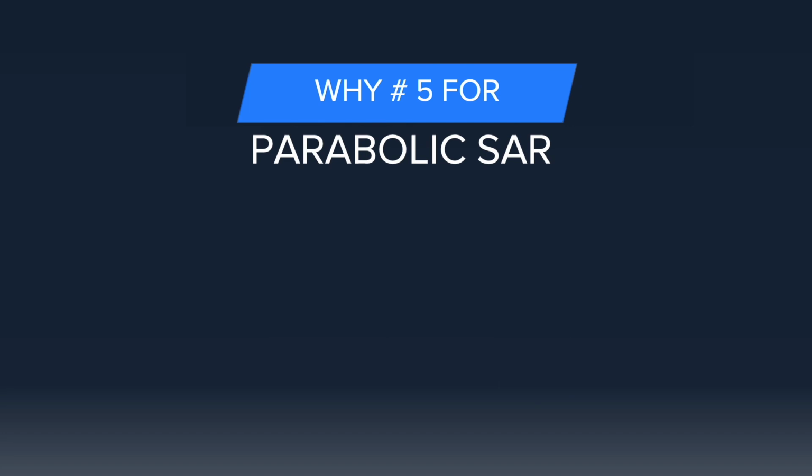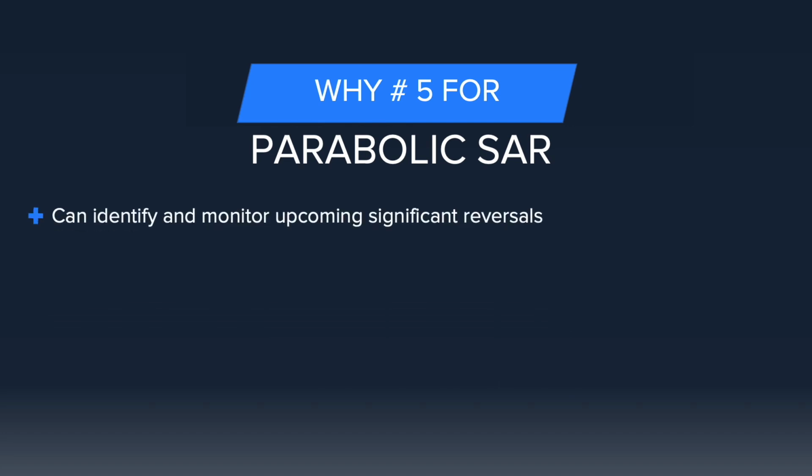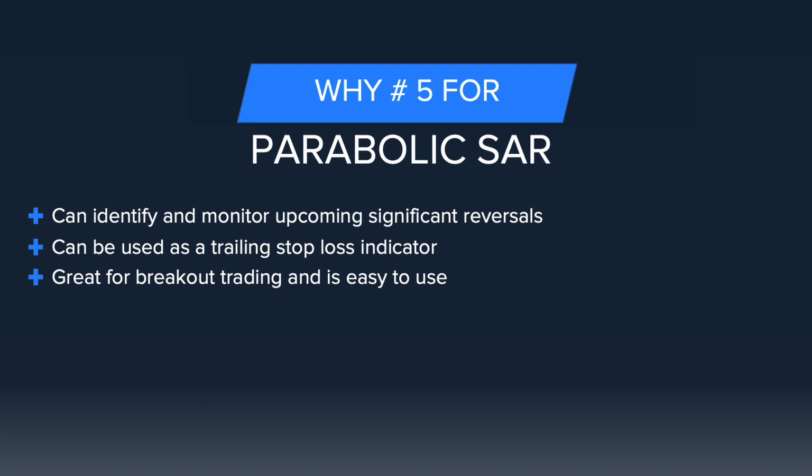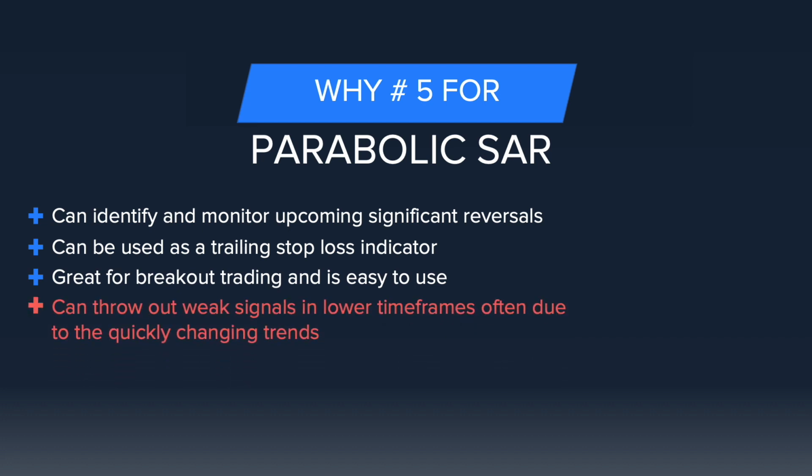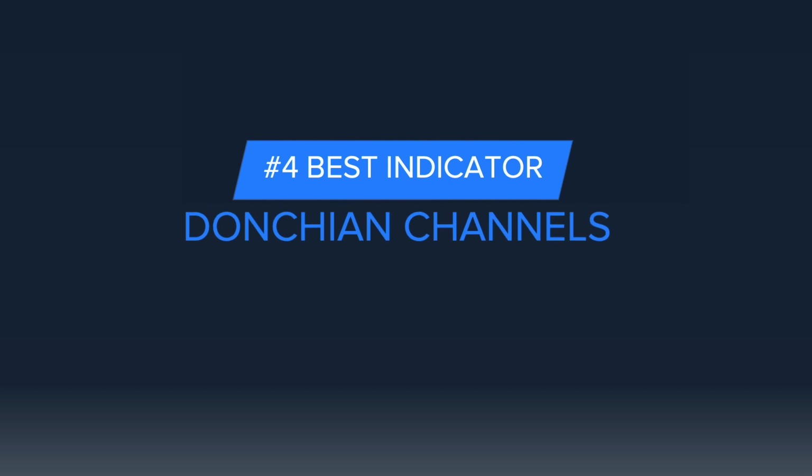So, why have we placed Parabolic SAR at number 5? It can identify and monitor upcoming reversals. It can be used as a trailing stop loss indicator. It is great for breakout trading, and is easy to use. However, it can throw out weak signals in lower time frames, often due to the quickly changing trends. Which brings us on to number 4. At number 4, best indicator.